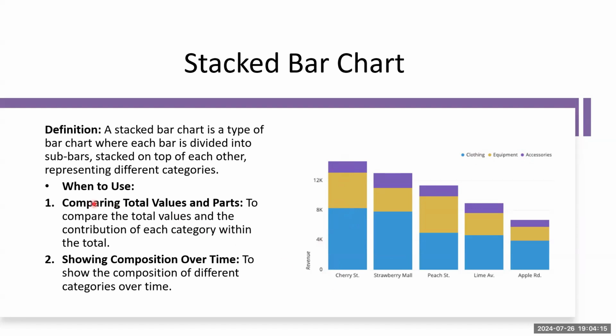So we are comparing total values and parts. What is the composition of the total values? Same here: Strawberry Mall, Peach Street, Lime Avenue, Apple Road. So when you want to compare total values and parts, then you're looking at a stacked bar chart.